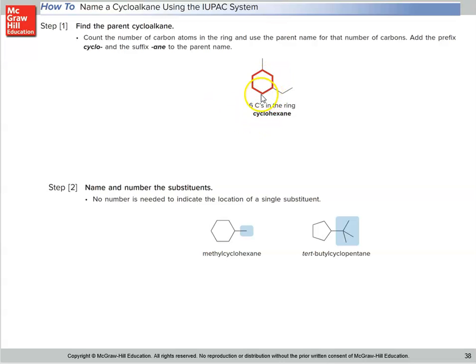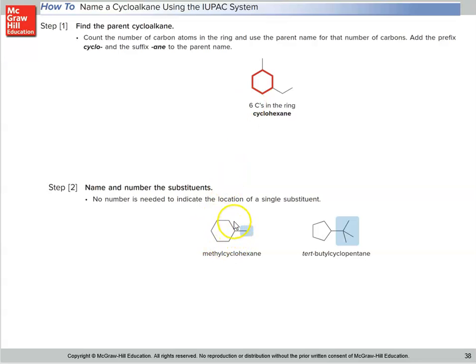So this is 1, 2, 3, 4, 5, 6. That's a hexane, and we add that cyclo in front of it to mention that it's in a cyclic form. So, cyclohexane. That's the first part, finding that parent chain. And the next is to number the substituents.